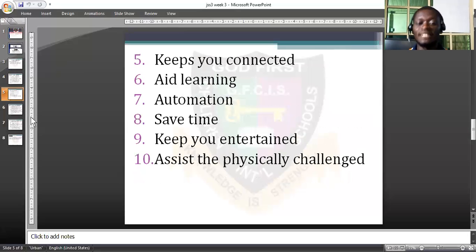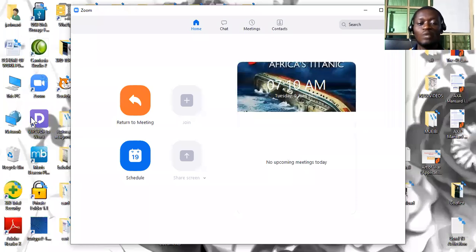Another one is that it keeps you connected. One of the benefits of the computer is to keep you on the go. You can always have access to your information at any time, any day, any month of the year, without undue interference, as long as it's properly managed. So computer keeps you connected. Three, aid learning. Computer is helping to increase how we learn, how we assimilate information, and how we process information.